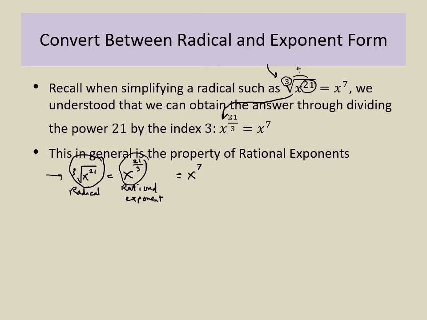And we can generalize that. So the general concept here is, if I have the nth root of x to the power of m, I can write that in exponential form, or as a power, and that becomes x to the power of m divided by n. So the power here goes on top and becomes the numerator, and the index goes on the bottom and becomes the denominator.